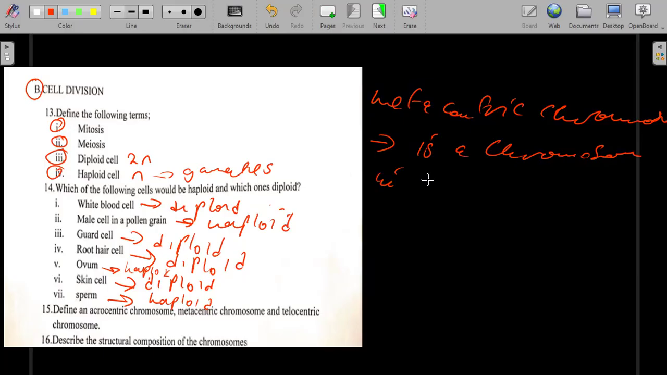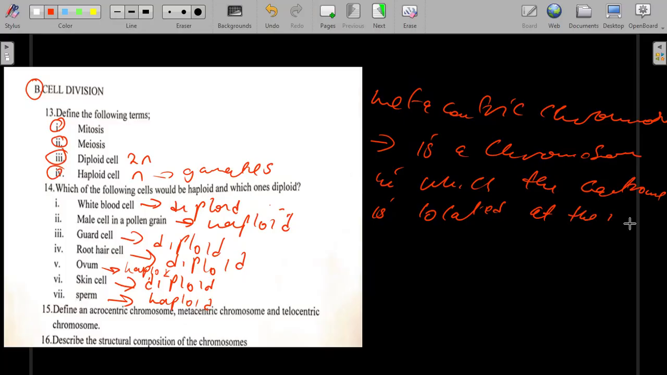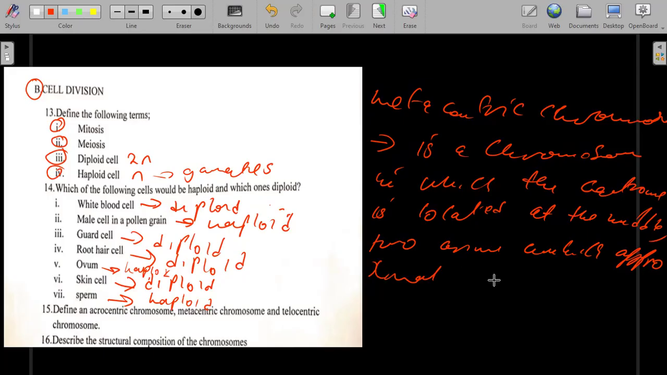in which the centromere is located at the middle. Then you have two arms which are approximately equal in length. Okay, that's what a metacentric chromosome is going to be.